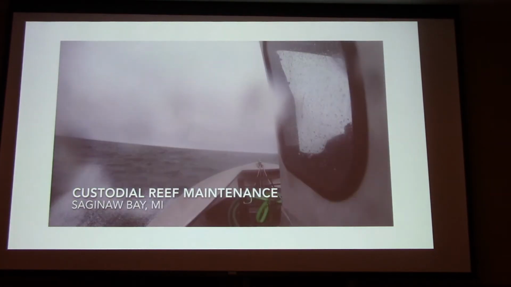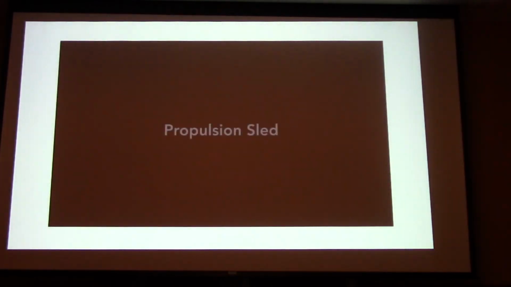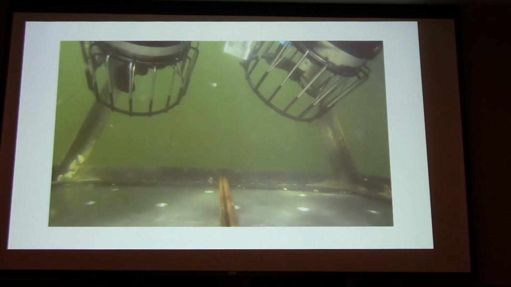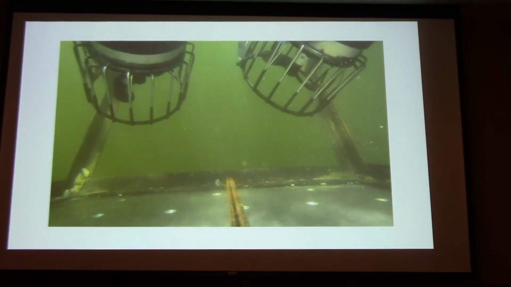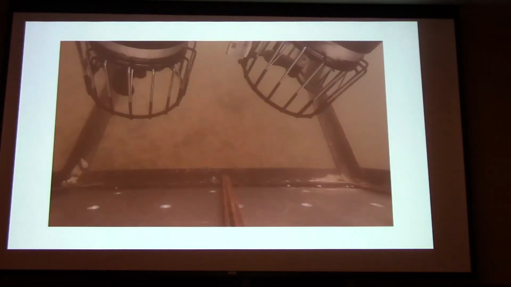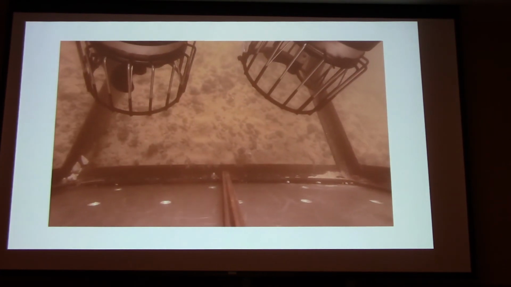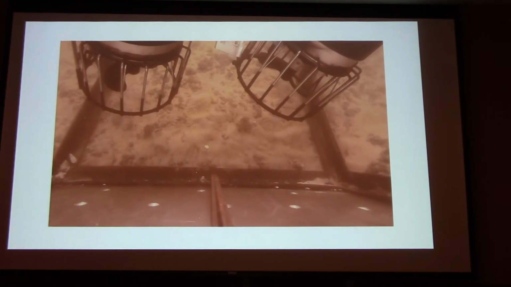And here's a video of what this looks like. So here's the propulsion sled. This, remember, is the really heavy 200-pound sled, but it has these big fans on it. And if you're not familiar with Saginaw Bay, it's a very productive bay, very turbid, so it's really hard to get some good video here just because of the water quality.